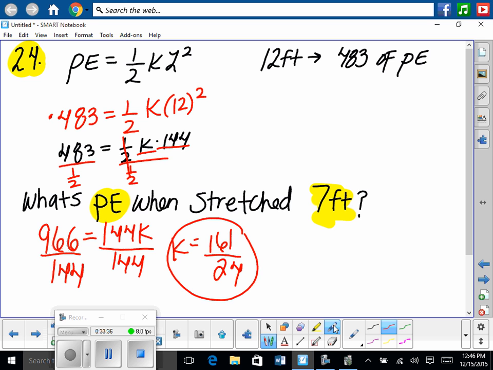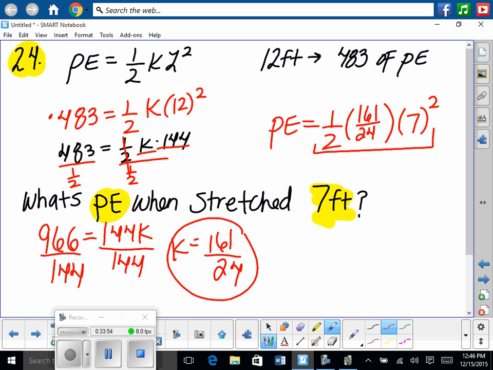So now we're using that same formula, PE, which is what we're solving for, is equal to 1/2 times the spring constant, which we just found, 161 over 24, times 7 feet. So our stretch, our L, our length is 7, so 7 squared. You'll literally type that into your calculator, and if you do, you get 164.35, and our answers are in foot-pounds. So this would be our final answer for that one. So we first had to go through and find K, so that we could then find the potential energy when it was stretched to 7 feet.